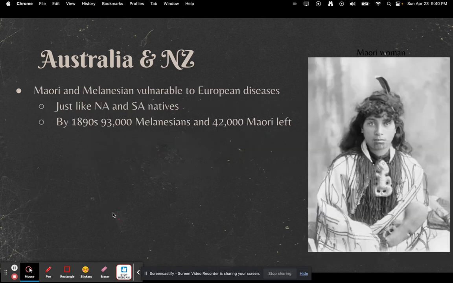The Maori and the Melanesians were very vulnerable to European diseases, just like we talked about in North America and South America. By the 1890s, there were only 93,000 Melanesians left and 42,000 Maori people left.